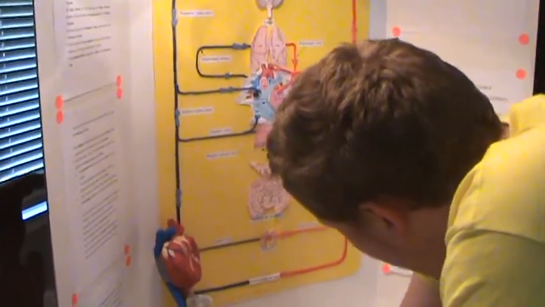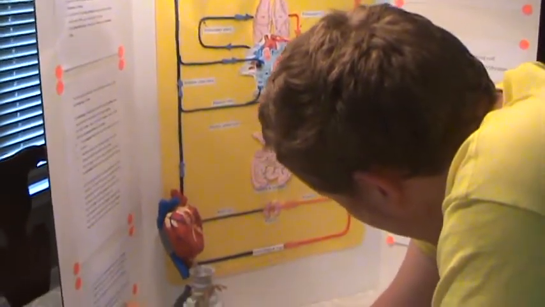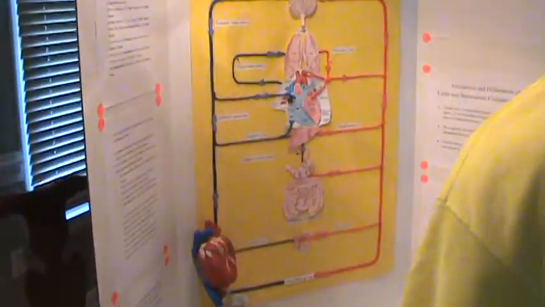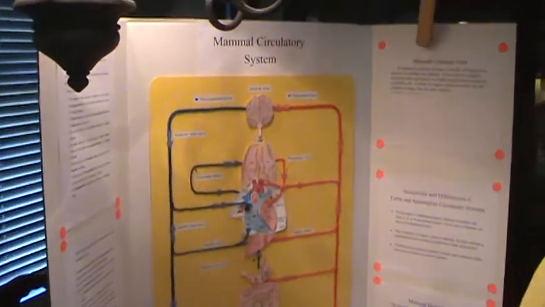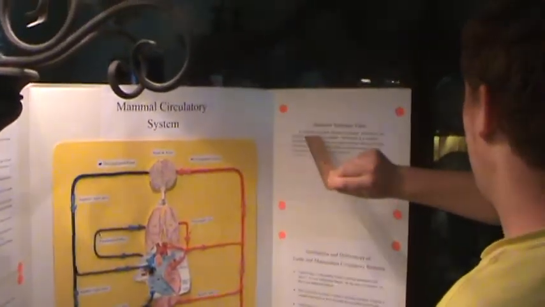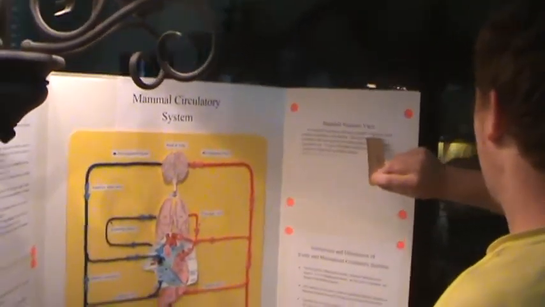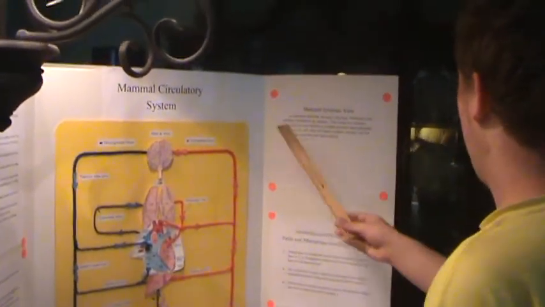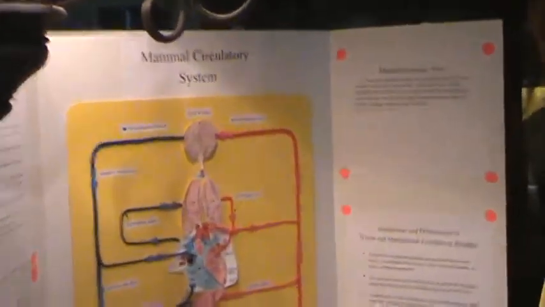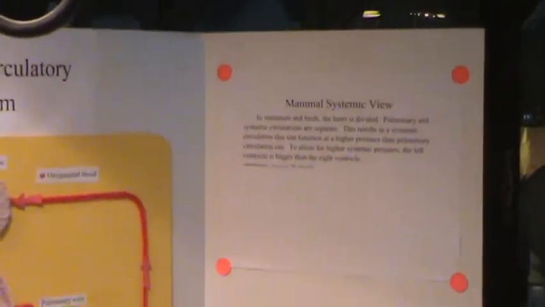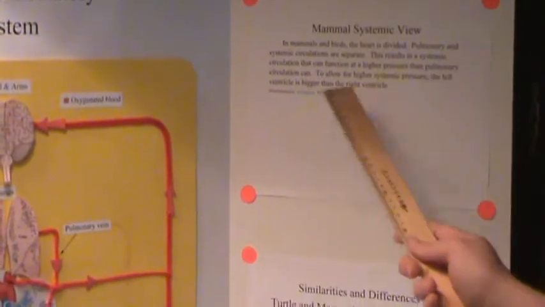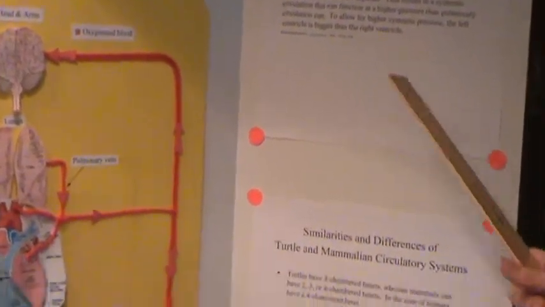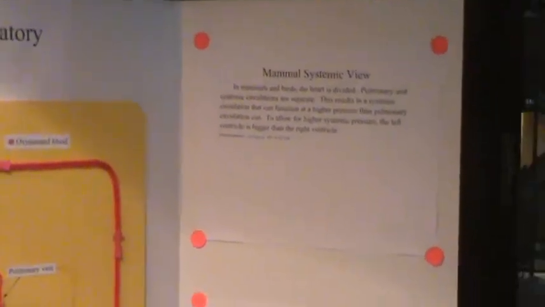In real time, both the right and left sides of the heart are simultaneously working together to complete their amazing cardiac cycle. The mammal systemic view. In mammals and birds, the heart is divided. Pulmonary and systemic circulations are separate. This results in a systemic circulation that can function at a higher pressure than pulmonary circulation can. To allow for higher systemic pressure, the left ventricle is bigger than the right.